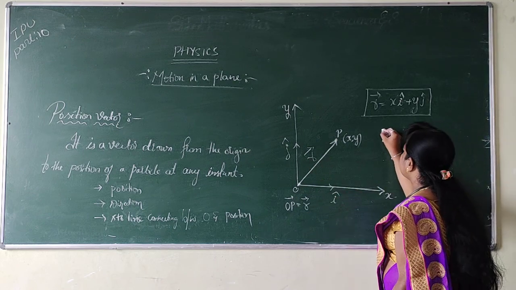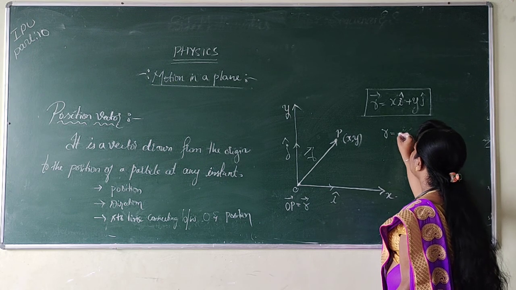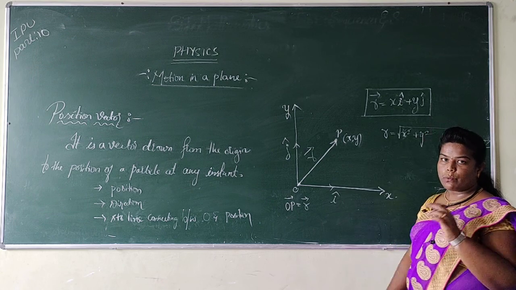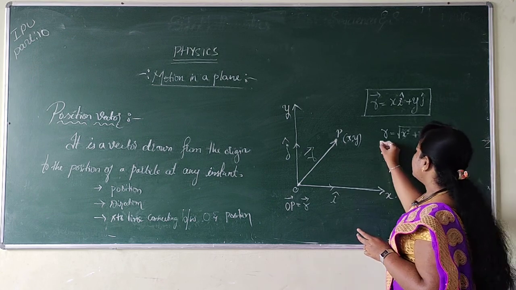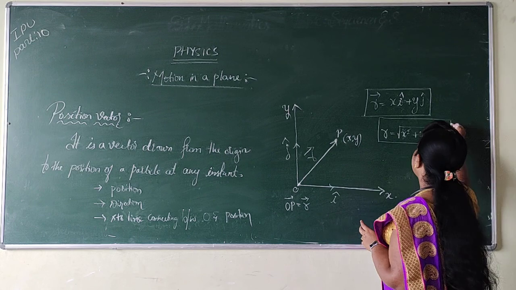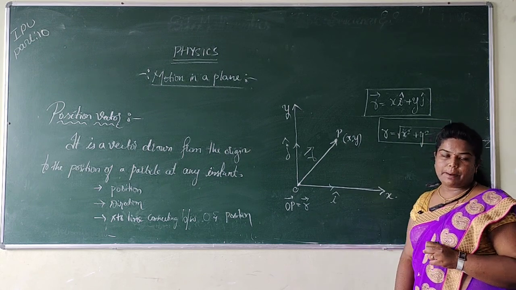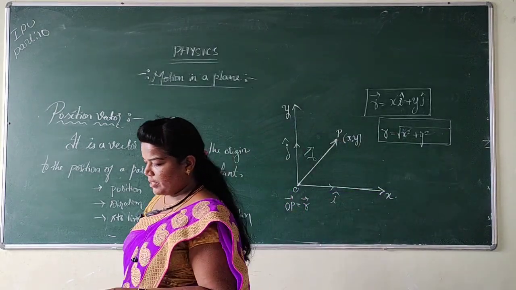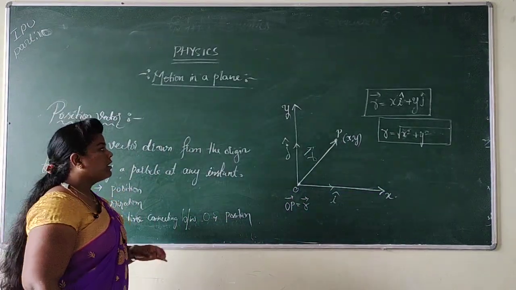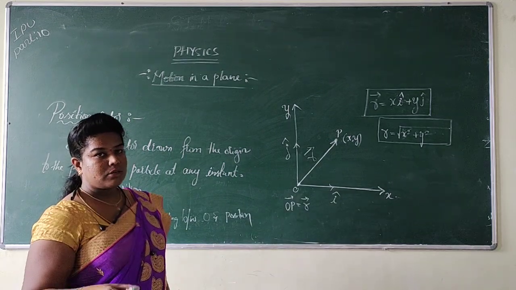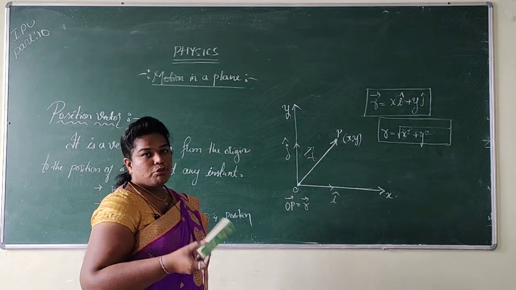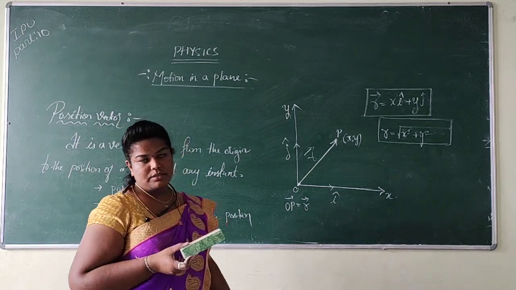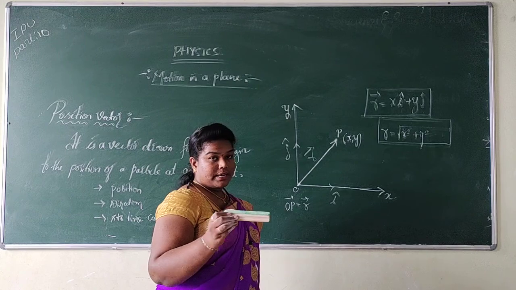Then how to write the magnitude of r? The magnitude of r can be written as the square root of x square plus y square. So dear students, this is about the position vector. This is about today's class. We discussed the types of vectors, the two laws of vector addition, subtraction of vectors, and finally the position vector. Thank you. Don't forget to write the notes.